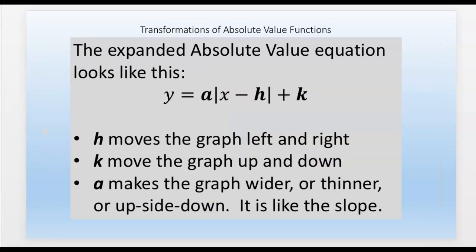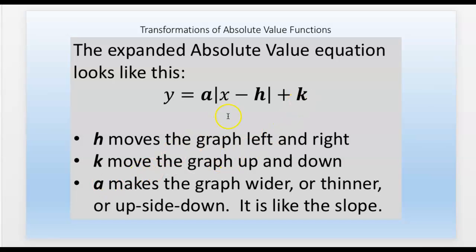Now the expanded absolute value equation looks like this. This is what you need to know. The h moves the graph left and right. It's the thing inside the absolute value symbols near the x. The k moves the graph up and down. The k is the thing that hangs out on the end, outside the absolute value symbol.